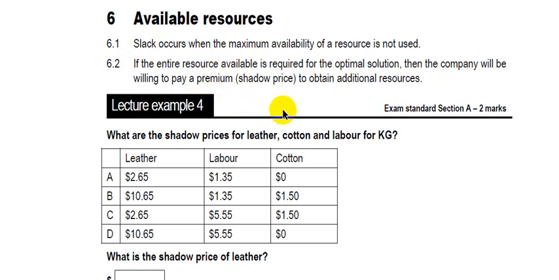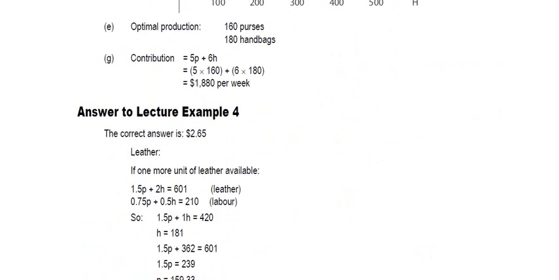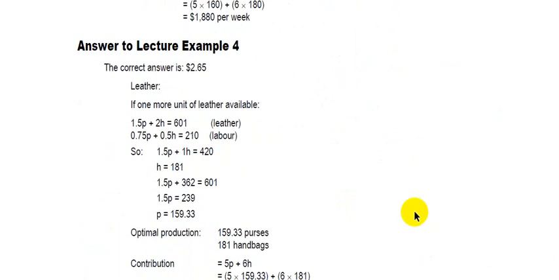So using the same question, what are the shadow prices for leather, cotton, and labor for KG? So you have to compute for each one individually. We'll start with labor.